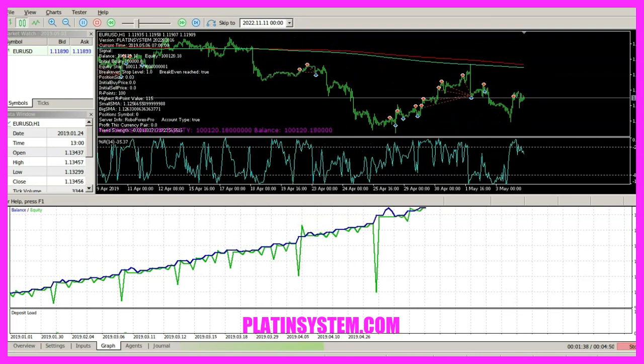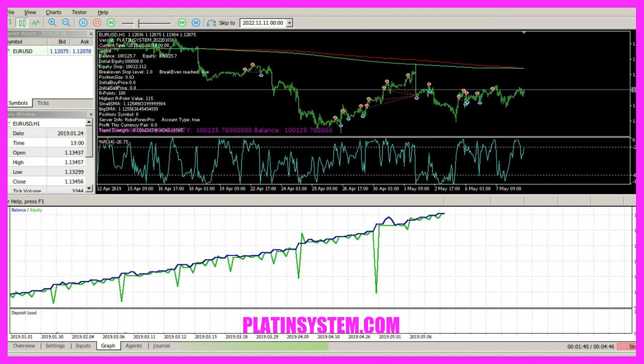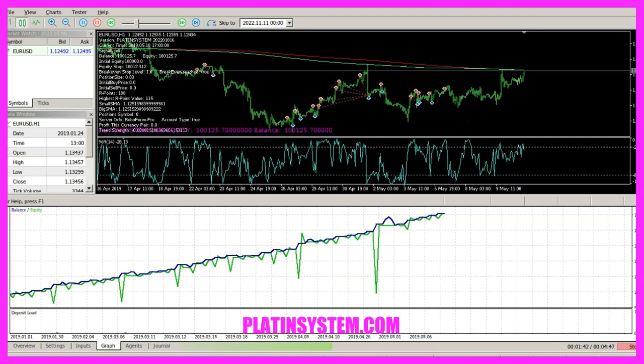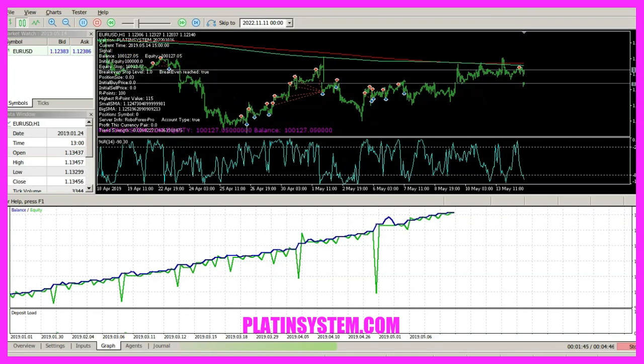You can see the quality indicator for the historical data at the end of the backtest. Just click on the backtest tab in MetaTrader and look at the history quality score.